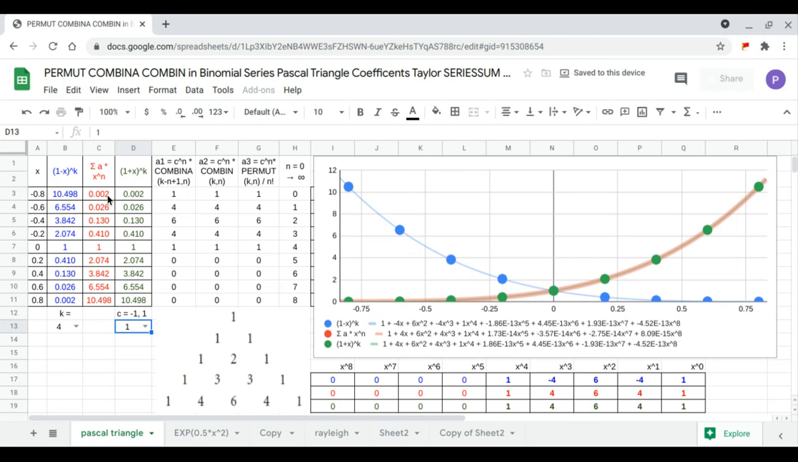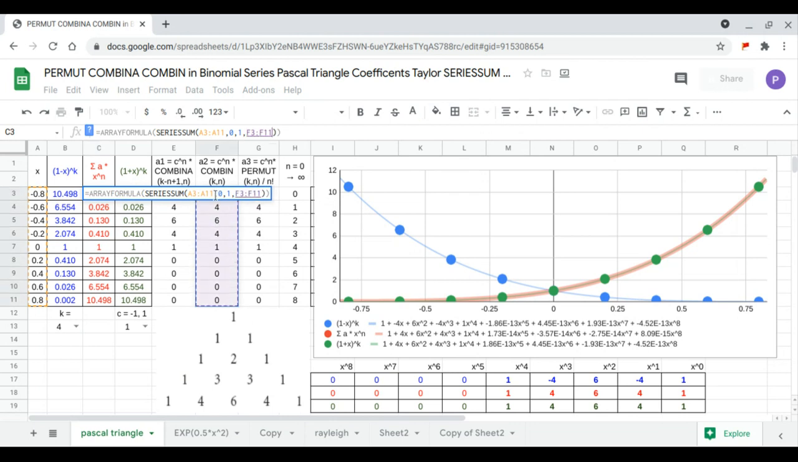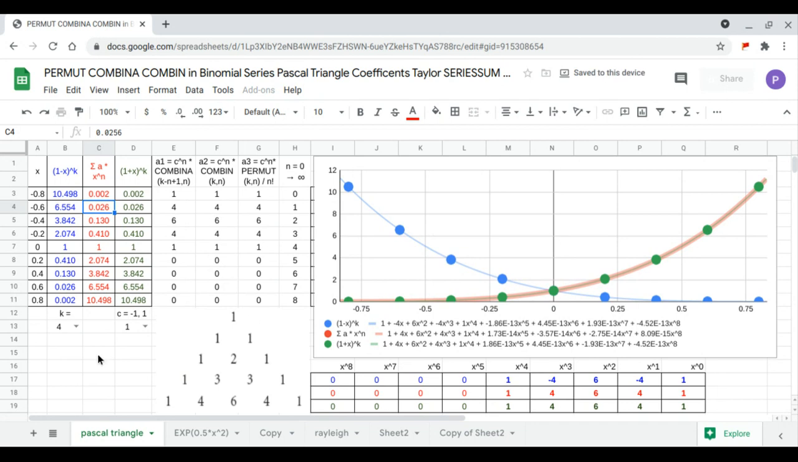Suppose I change the coefficient. Instead of PERMUT, I'll use the COMBIN. So remove this and use the COMBIN. Enter. I still get the same values.